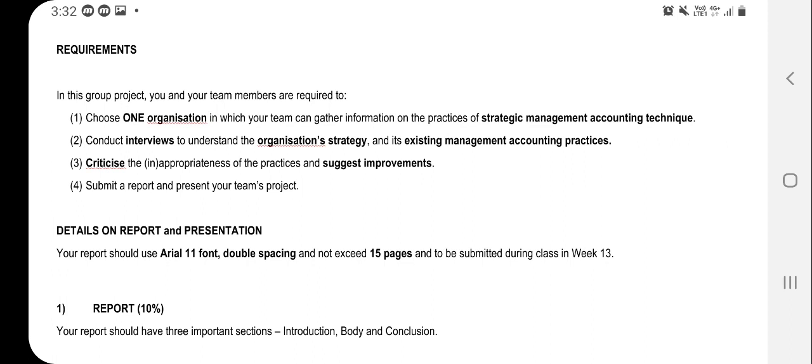And then step 3, after you have done the interview, you have to criticize the appropriateness or inappropriateness of the practices and suggest improvement. Okay. And then step 4, submit a report and present your PIN project.